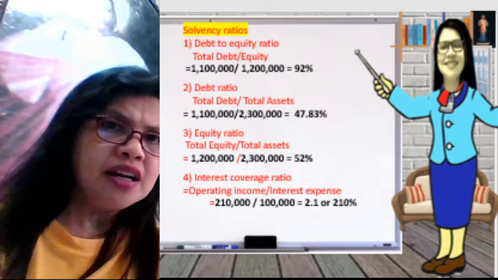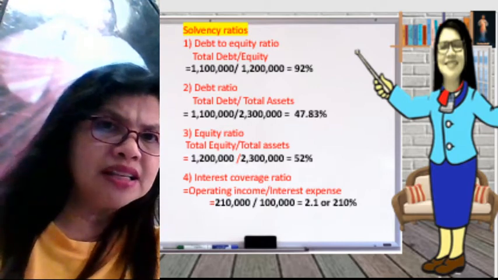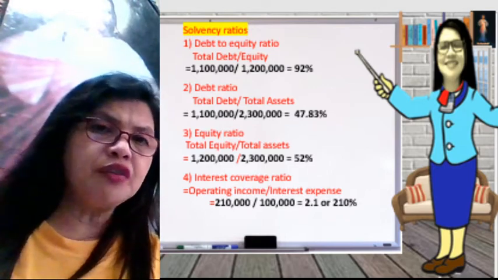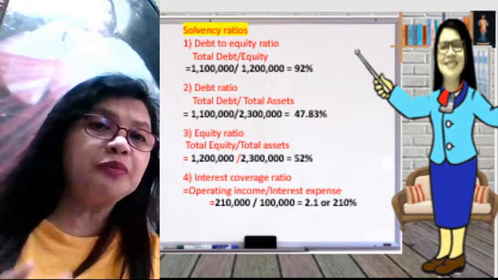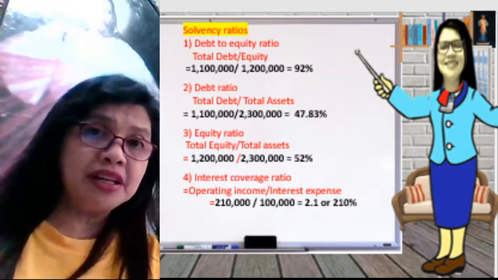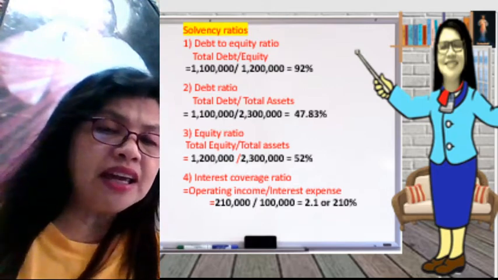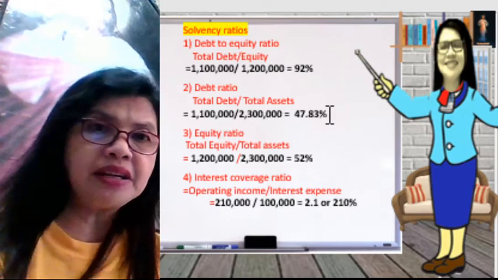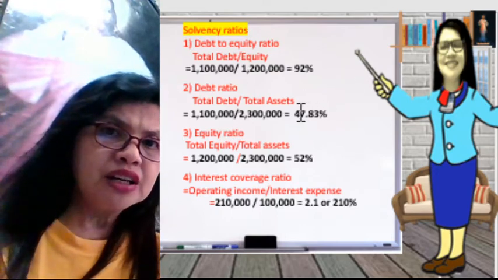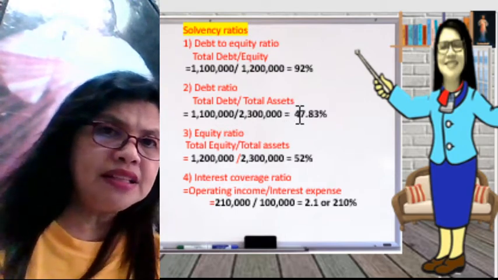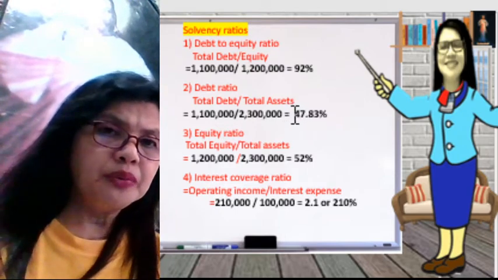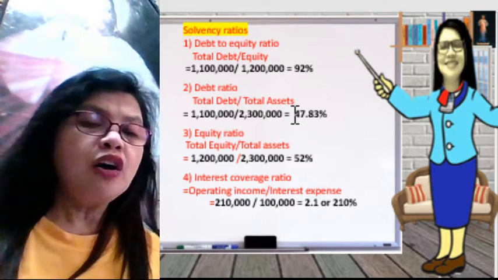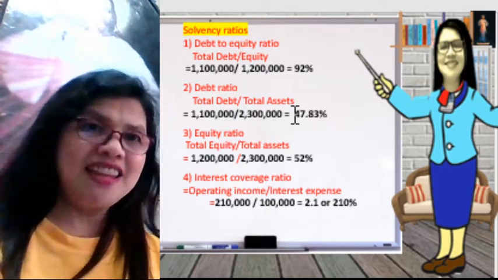Okay, then we have here the debt ratio of total debts over total assets, which means how much percent of our total assets is financed by creditors or by the total liabilities. So in this case, we have 47.83%. How did we get this? Total liabilities divided by your total assets. So we only rely 47.83% of our assets coming from our liabilities.